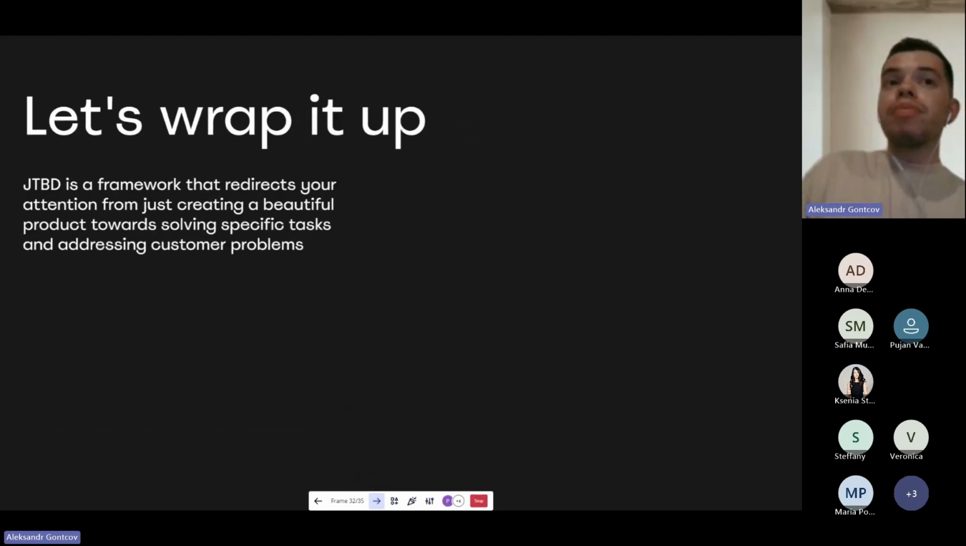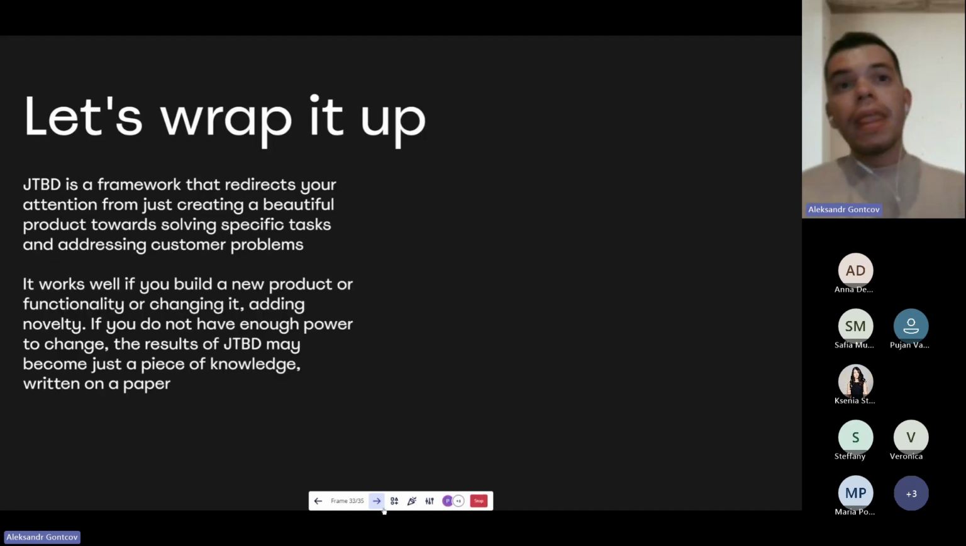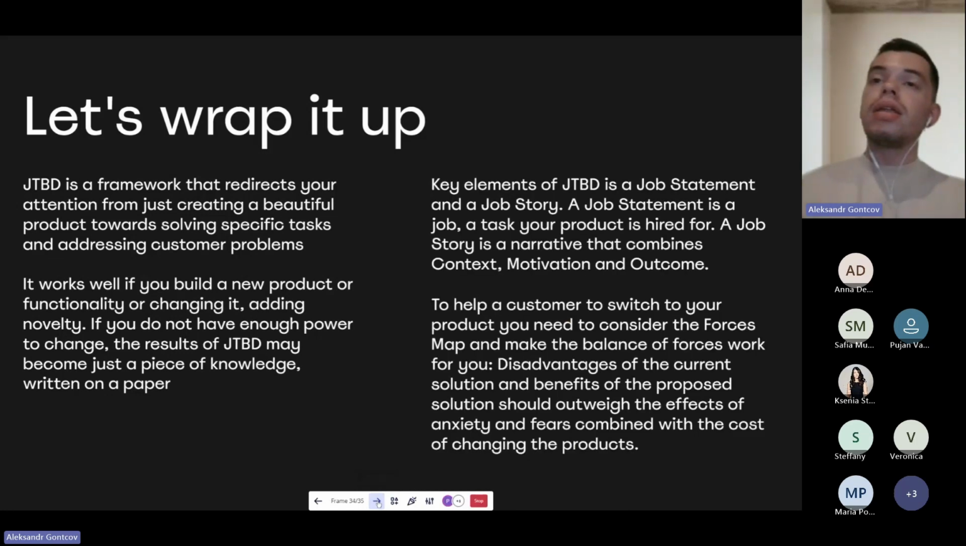So let's wrap it up. Again, jobs to be done redirects your attention from just creating beautiful products to addressing customer needs, and it is about novelty. You're creating something new, or you're changing something to something new. In jobs to be done, key elements are job stories and job statements. A job story is a narration, and a job statement is an actual job your product is hired for.